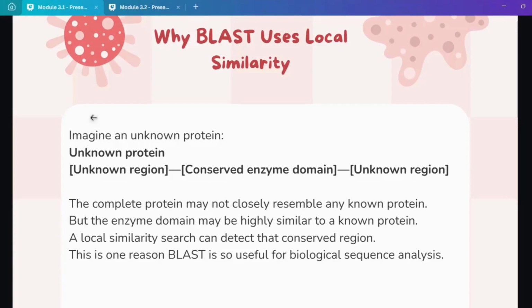Here we find the similarity between this conserved unit and another species, so that we learn what the conserved region is, and based on that we can predict the function of other regions and so on. So this is the reason.